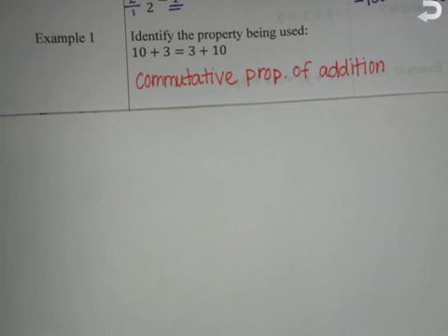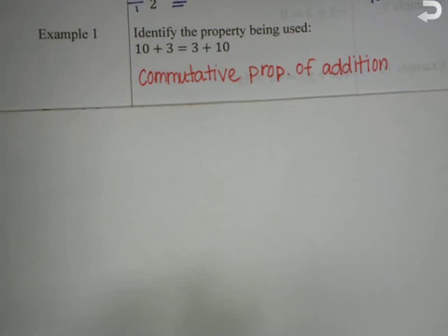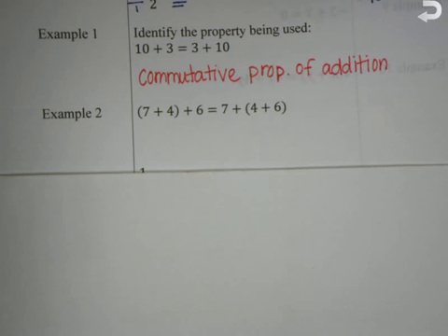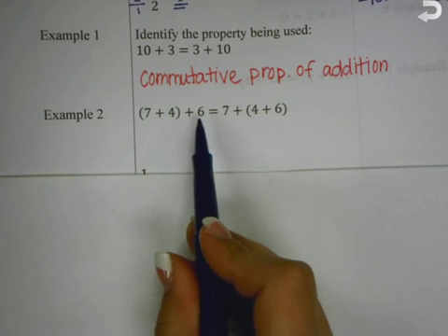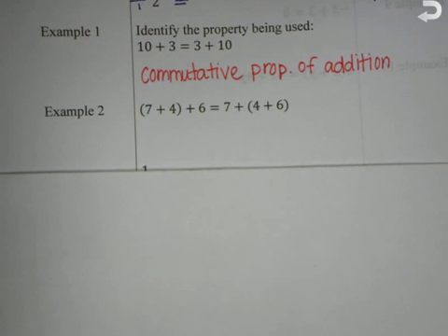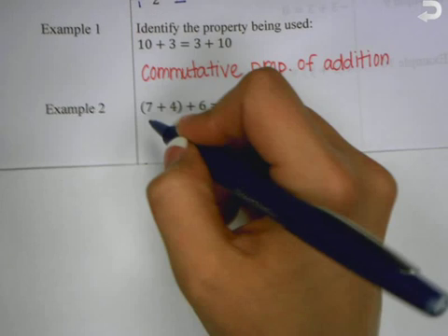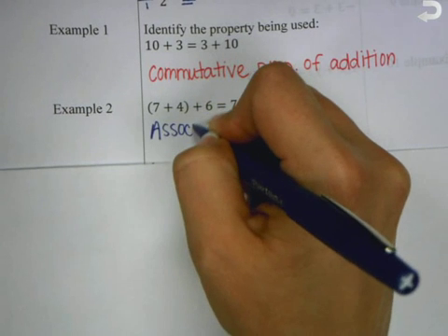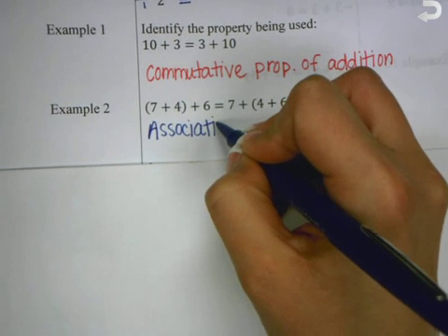So example 2. 7 plus (4 plus 6) equals (7 plus 4) plus 6. Now what has changed here? Has the order of the numbers changed? No, but the way they are grouped has changed. So what property is that? Good. It's associative. It's the associative property of what? Good. Addition.